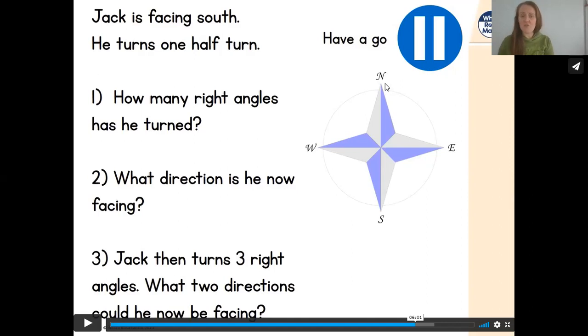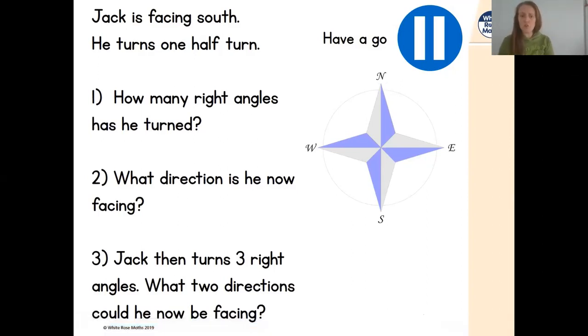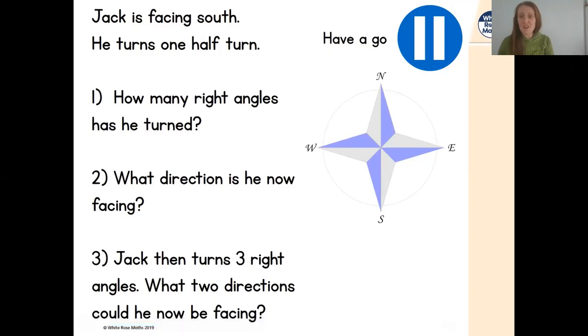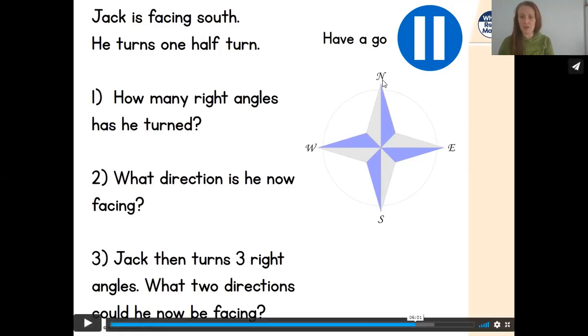Jack then turns 3 right angles. What 2 directions could he be facing now? So he's now facing north. He then turns 3 right angles. So let's go clockwise first. 1, that's 1 right angle. 2 right angles. 3 right angles. So he could be facing west. Let's go back up to north. Let's see if he goes anti-clockwise. 1 right angle. 2 right angles. 3 right angles. So he could be facing east. Let's have a listen.